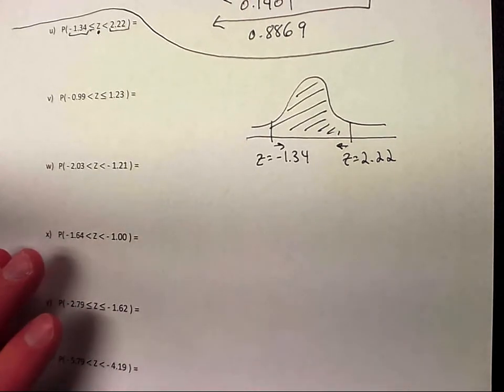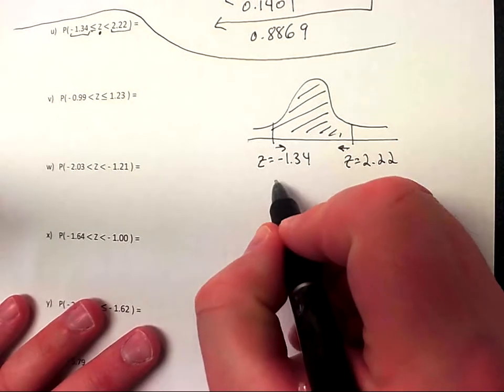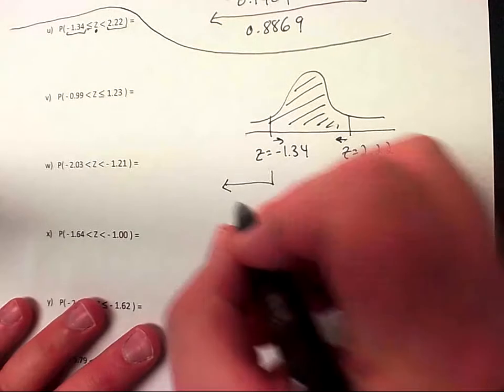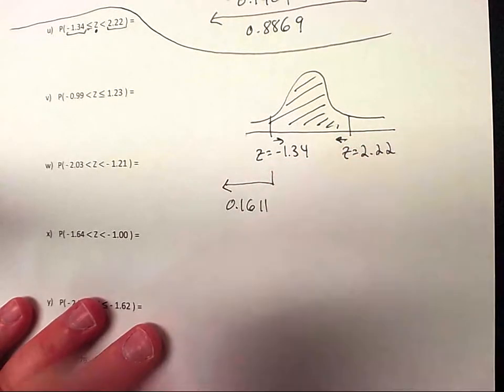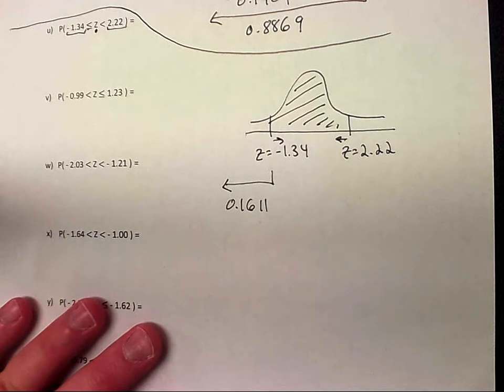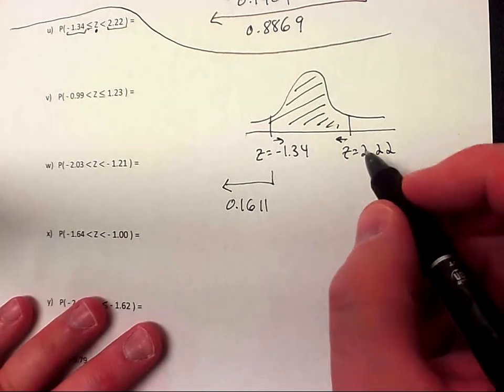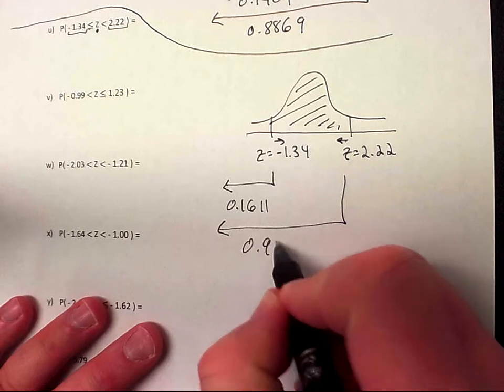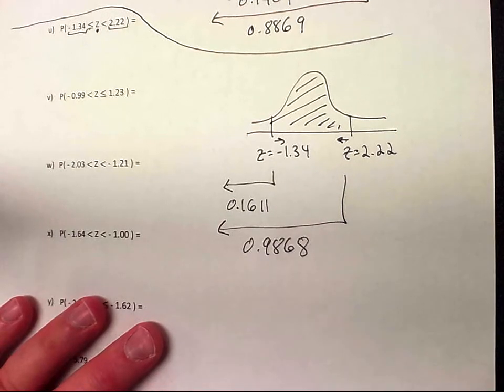Cool. So if we look up negative 1.34, what percentage do you guys get? And if we look up 2.22, what do we get? Everybody good with 0.9868?